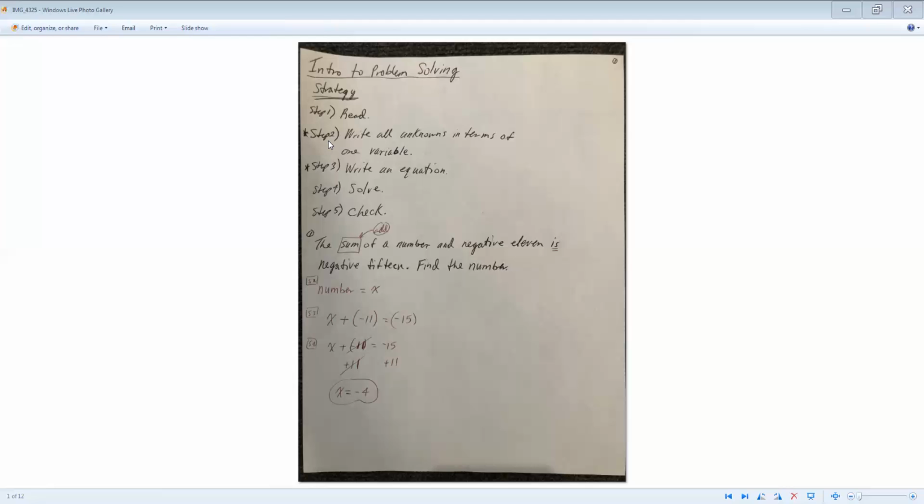Once again, the number is going to be x. And it says the sum of the number and -11. So that's adding x and -11. So that's why we have x plus -11 here. Is going to be equal. And it says -15. So we have x plus -11 equal to -15. So from there, we can go ahead and solve. We have -11, so we'll add 11 to both sides. And x is equal to -4. The -11, the positive 11 will cancel. -15 plus 11 is equal to -4.